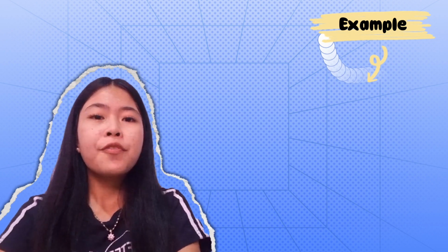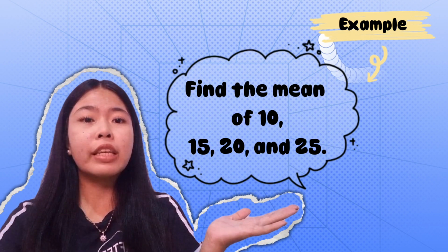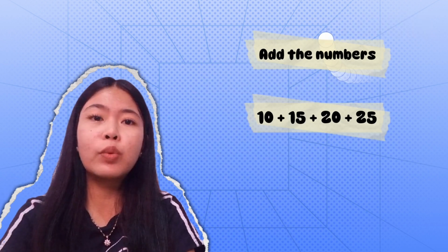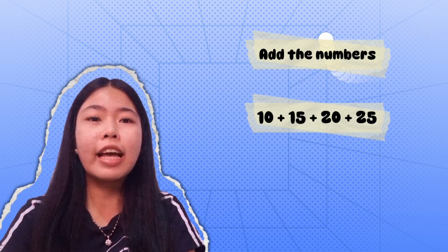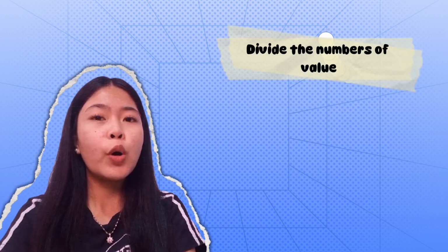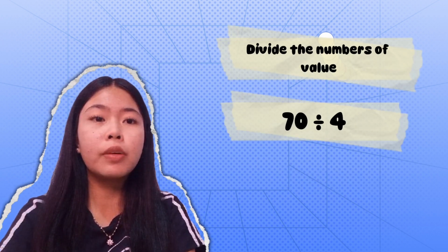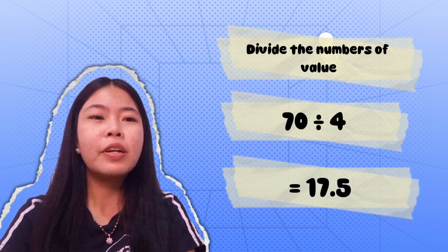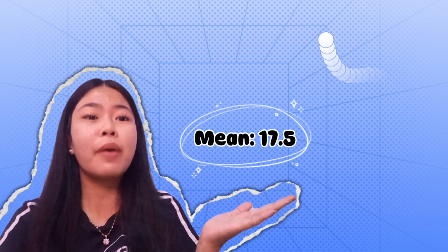Example. Find the mean of 10, 15, 20, and 25. The first thing to do is add the numbers 10, 15, 20, and 25, and the answer is 70. Then, divide by the number of values, which is 70 divided by 4. The answer is 17.5. That means our mean is 17.5.